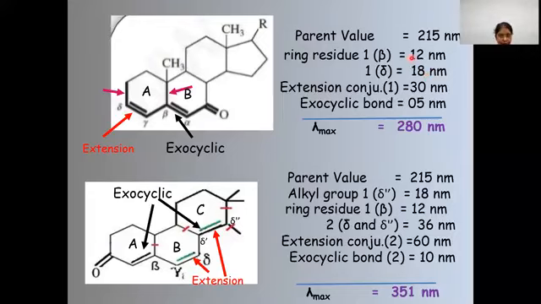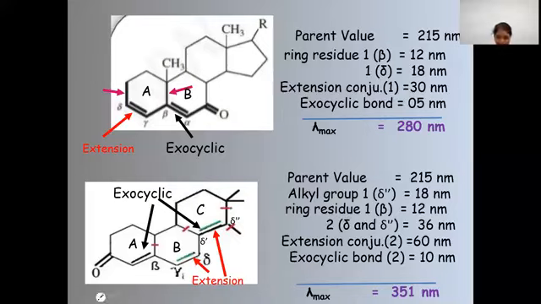Two ring residues, one at beta. For beta, increment is 12 nanometer. For delta, increment is 18 nanometer. One double bond is extended. For one extended double bond, increment will be 30 nanometer. And this double bond is exocyclic for ring A, 5 nanometer. So the total value of lambda max is approximately 280 nanometer.